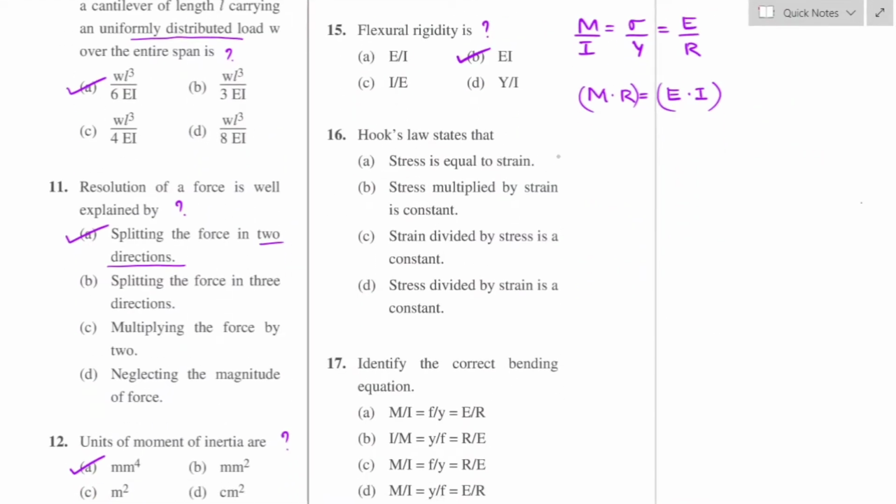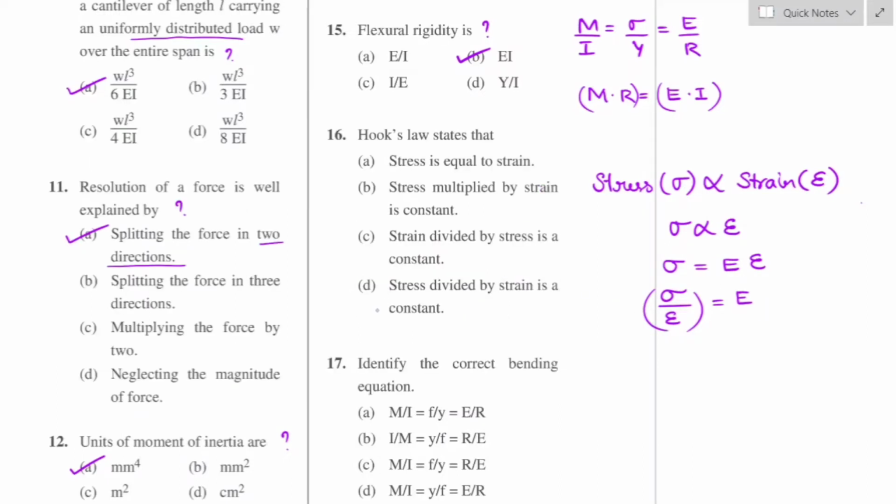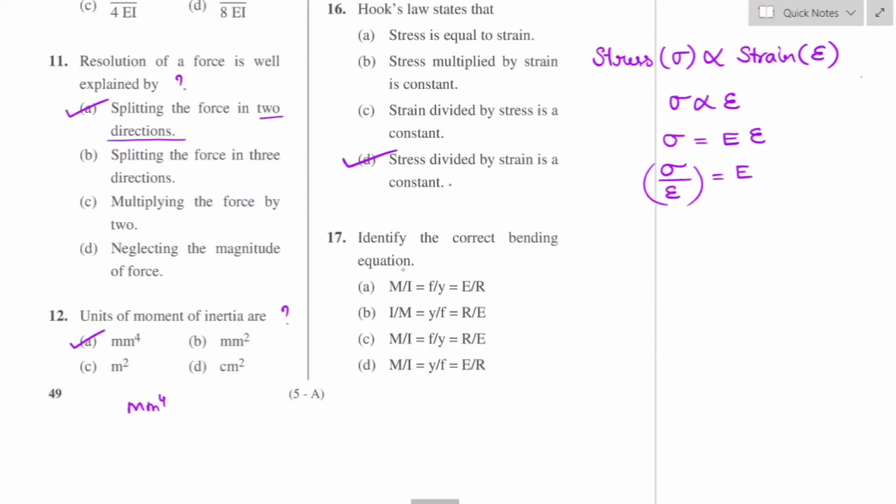Question number 16. Hooke's law states that: Hooke's law states within the elastic limit, the stress produced on a body is directly proportional to strain produced in a body. So to remove this proportionality, we use an elastic constant called modulus of elasticity E into strain. So the ratio of stress divided by strain is equal to a constant, which is Young's modulus of elasticity. So it is the ratio of stress divided by strain is a constant. Option D is the right answer.